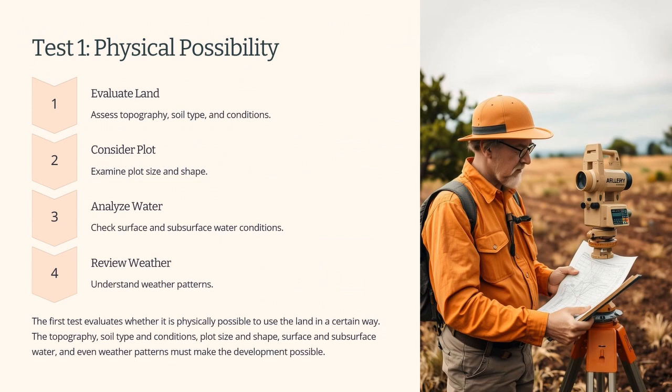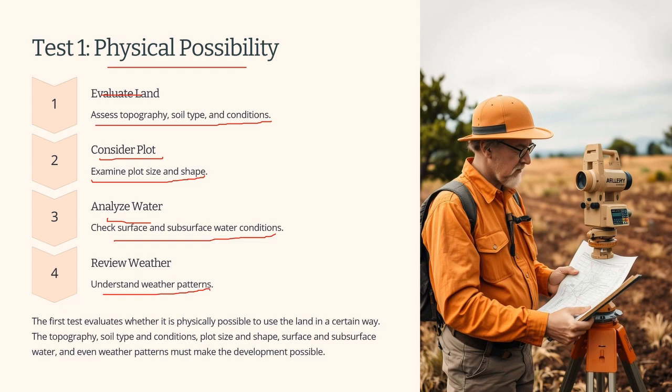So how are these tests carried out? First test is physical possibility. So evaluate land, you assess topography, soil type and conditions. Then you consider the plot, examine the plot size and shape. Then you analyze surface and subsurface water conditions. Then you understand weather patterns in that area.